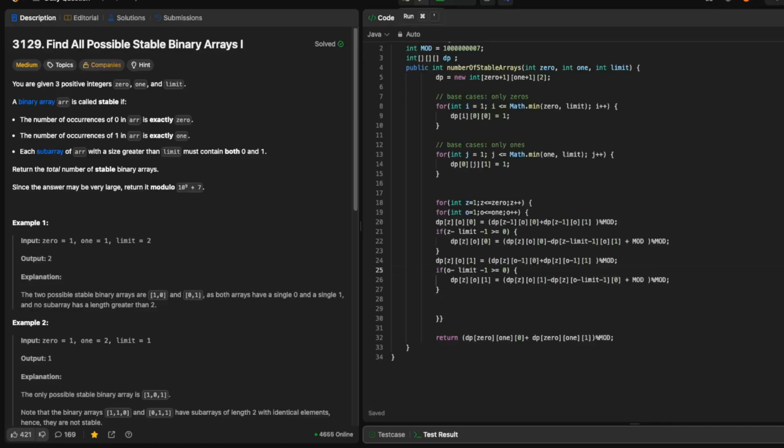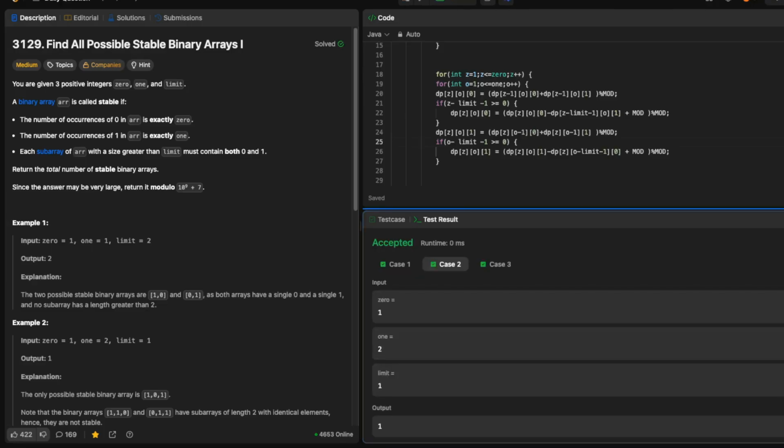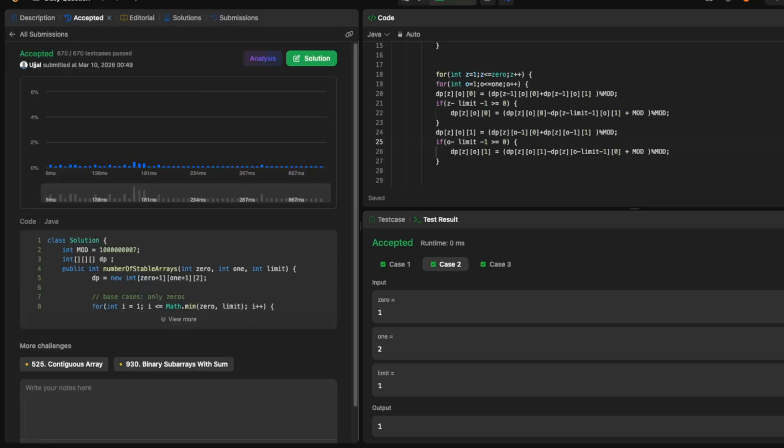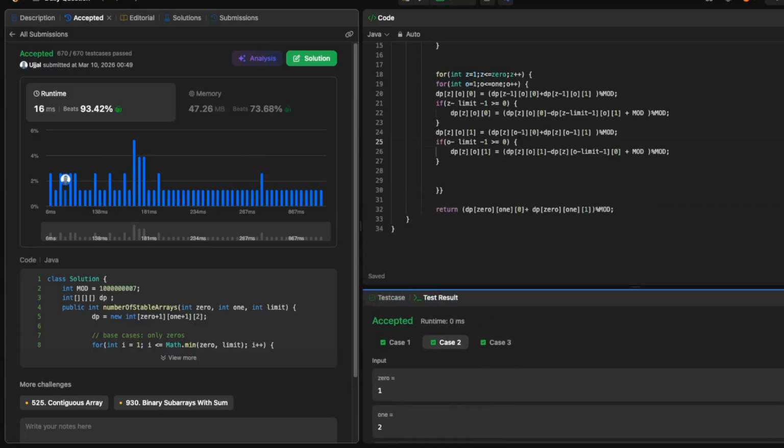So let's run it. All the test cases have succeeded, so let's submit it. Yeah, it's passed. We beat 93.42%. So I think this is the optimized solution.